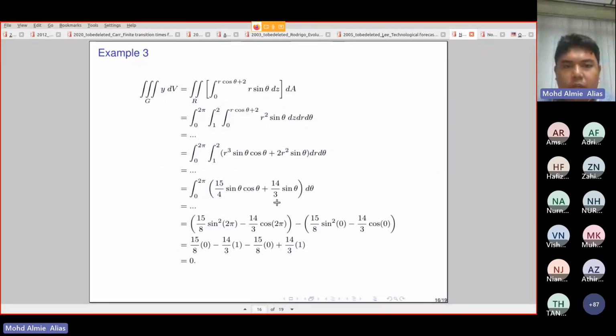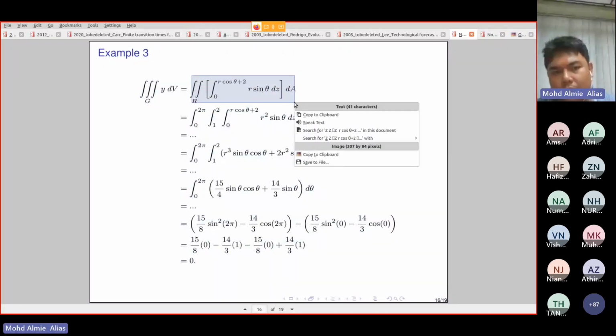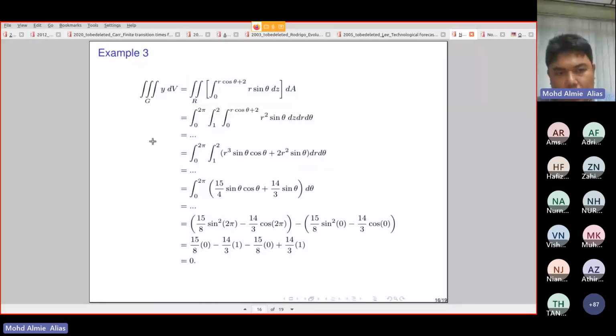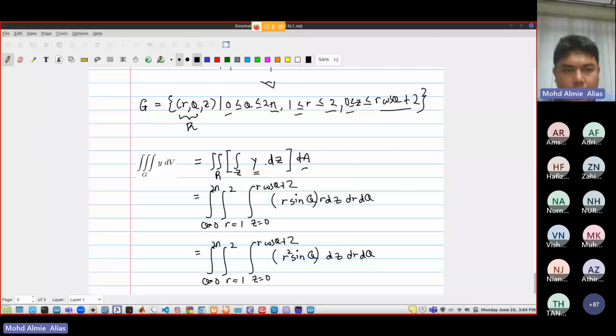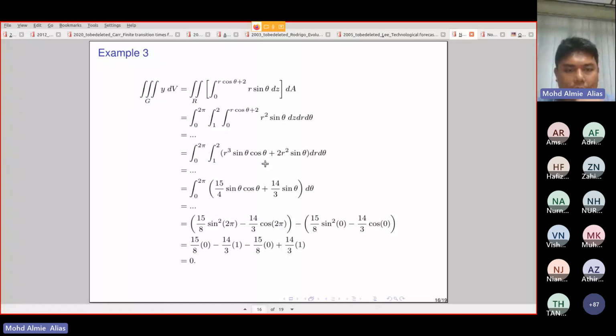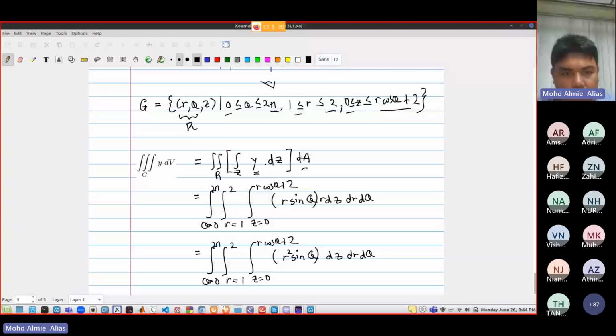Okay, so this integration is not difficult, but how you reach this, I mean, how you convert the g from Cartesian or rectangular to cylindrical coordinate, it's quite complex actually. Okay, so please try this. If you don't really understand, you can ask me, of course, but you can take more time to understand this.